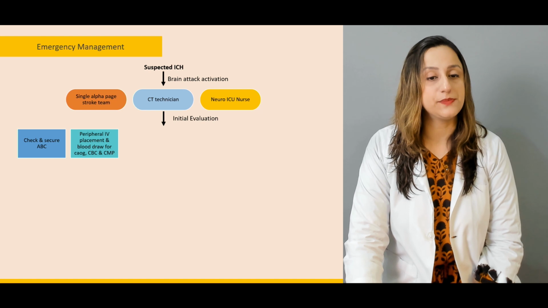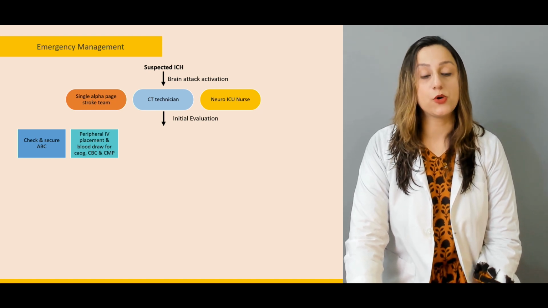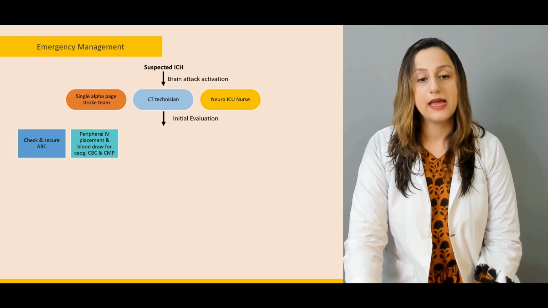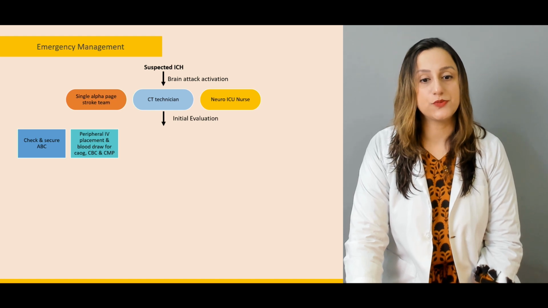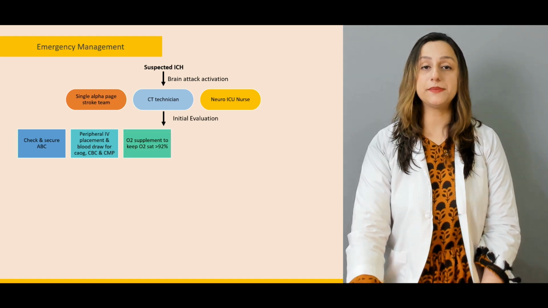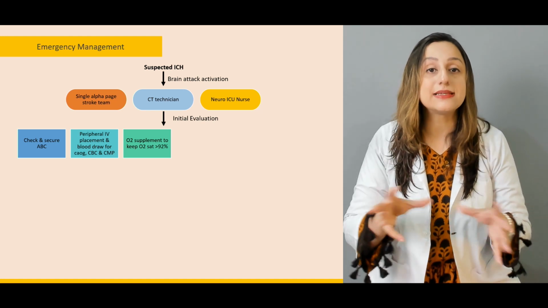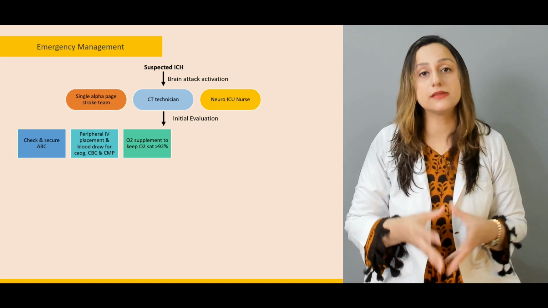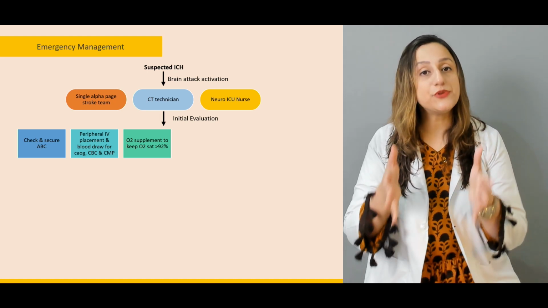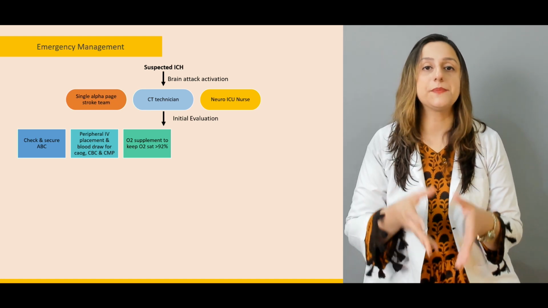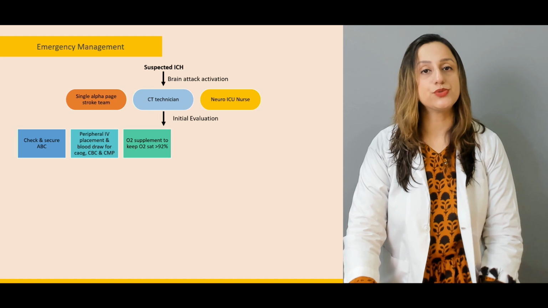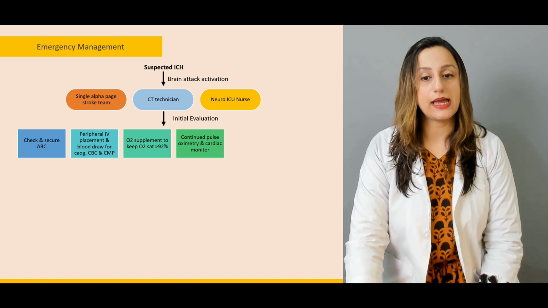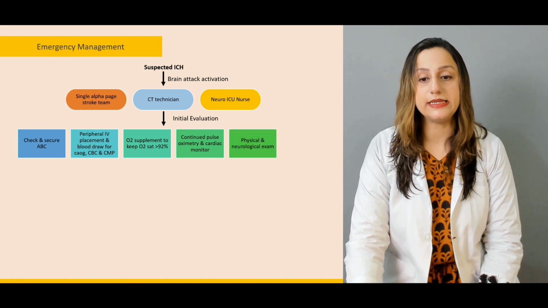infuse the peripheral IV placements and draw the blood for the coagulopathies. We'll have the complete blood count picture for these patients, and the CMP criteria also has to be fulfilled. Oxygen supplementation: whenever I say I'm stabilizing the patient and maintaining the airway, that means tracheal intubation is very important. Then the breathing is stabilized by oxygen supplementation to keep oxygen saturation more than 92%. Then continued pulse oximetry and cardiac monitoring are also done.